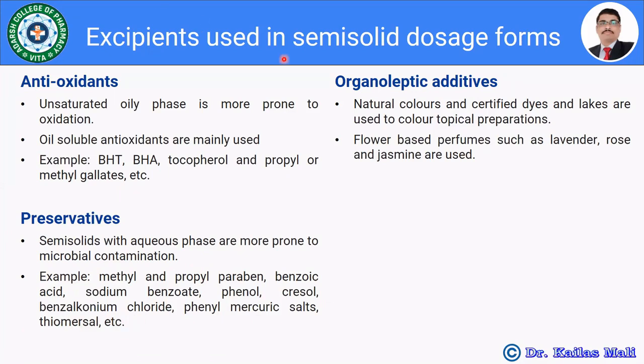then the organoleptic additives, which increase the aesthetic appeal of the product, like coloring agents or flavoring agents. Natural colors or certified dyes and lakes are used to give color to the topical preparation. And flavoring agents like flower-based perfumes such as lavender, rose, or jasmine are widely used.